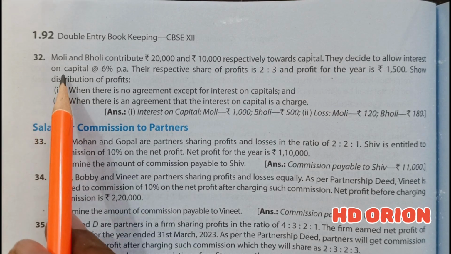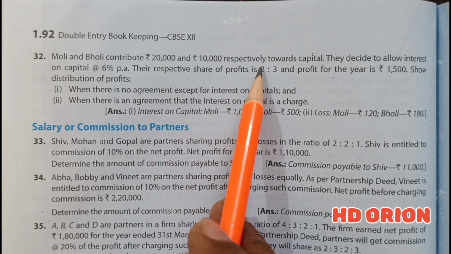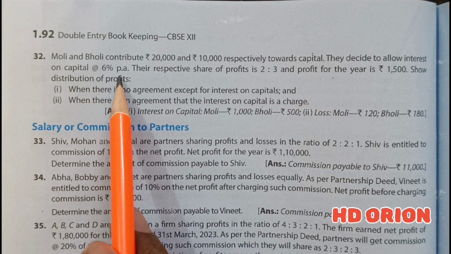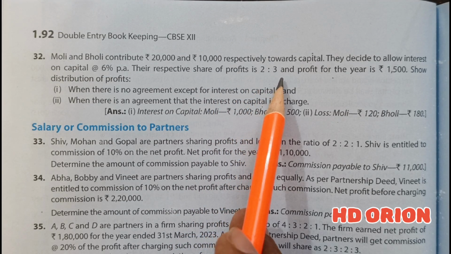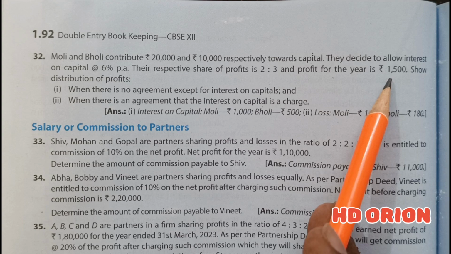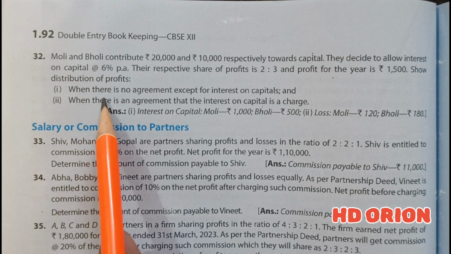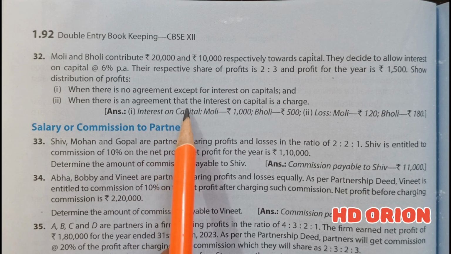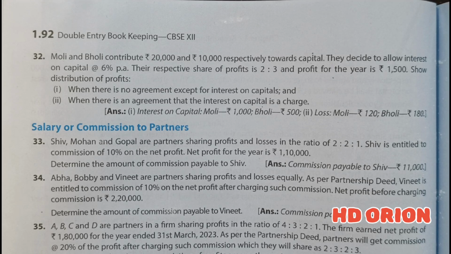Now question number 32. Molly and Bholi contribute rupees 20,000 and rupees 10,000 respectively towards capitals. They decide to allow interest on capital at the rate of 6% per annum. Their respective share of profit is 2:3, and profit for the year is rupees 1,500. Show distribution of profits when there is no agreement except for interest on capitals, and when there is an agreement that the interest on capital is a charge. So let us see how the interest on capitals will be calculated.